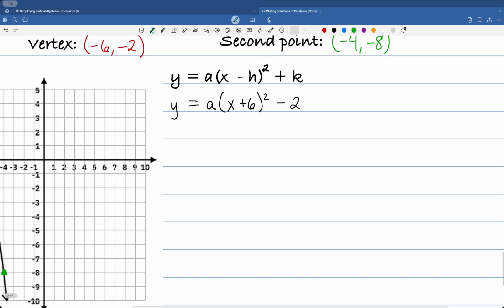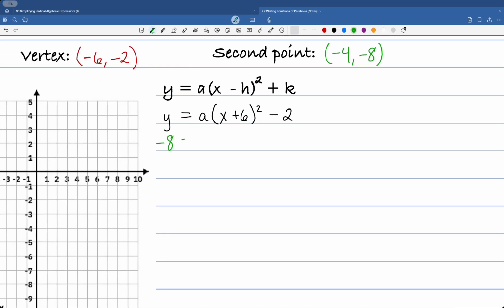So to substitute, we're going to go -8 equals a times -4 plus 6 squared minus 2. Let's clean up the inside of the parentheses. We're going to get -8 equals a times, see, -4 plus 6, that is 2. We'll square it. Subtract 2. We have -8 equals 2 squared is 4a minus 2.